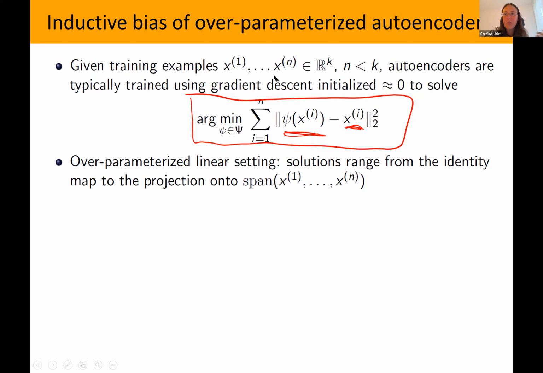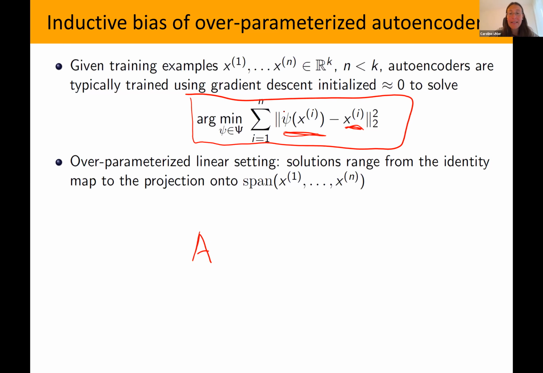And usually when you train an autoencoder, you do something like gradient descent. Theoretically, we will not be looking at stochastic gradient descent, which is what you usually use, but actually gradient descent, so that we can get theoretical results. Just to get some intuition, let me write it out as a very simple problem. Say psi is linear, okay?